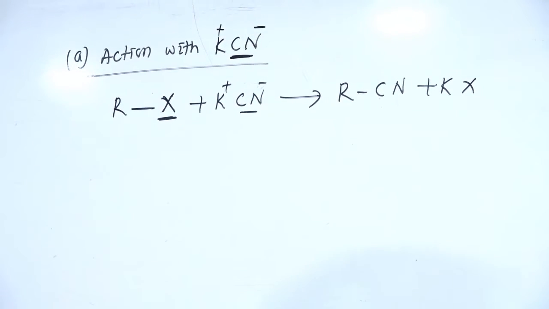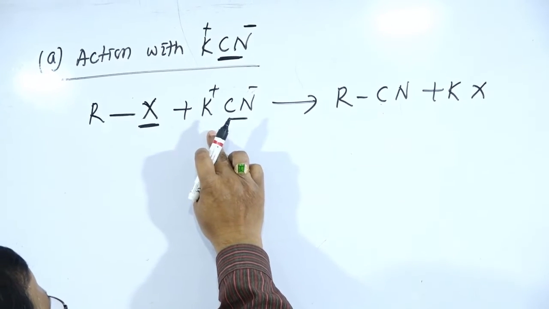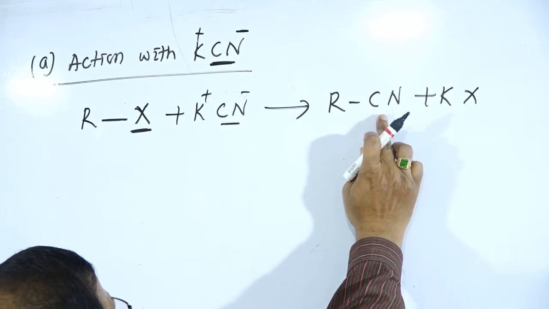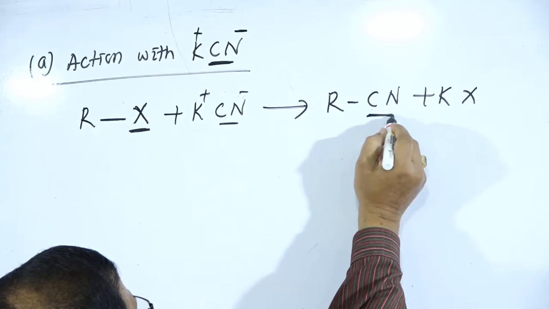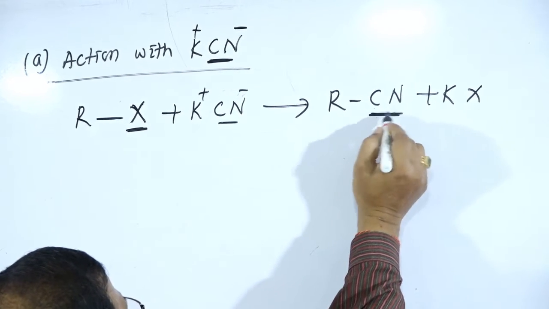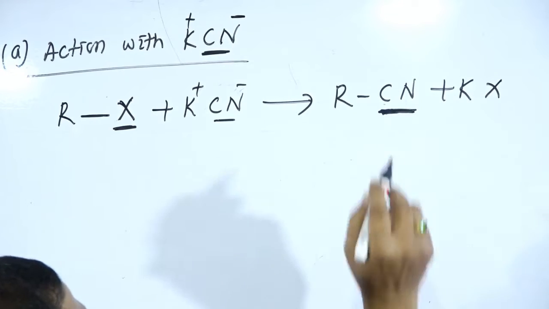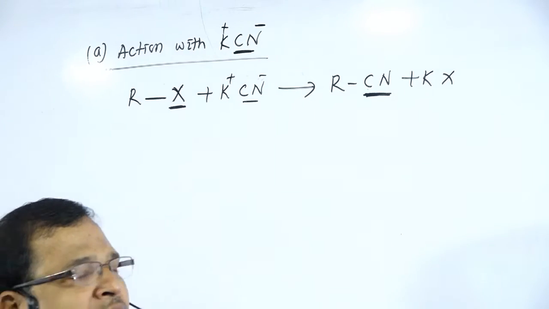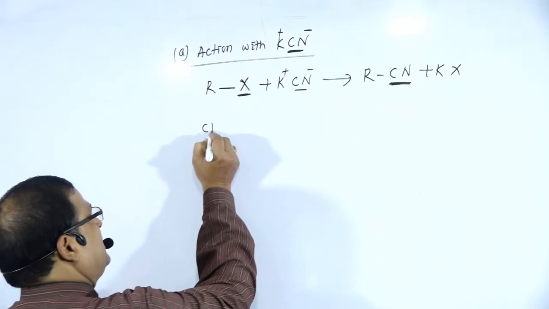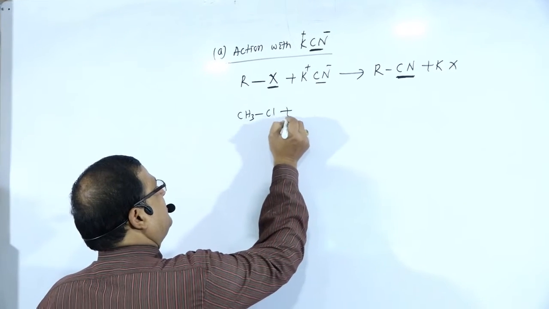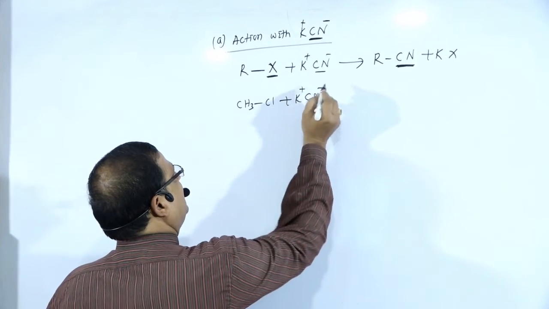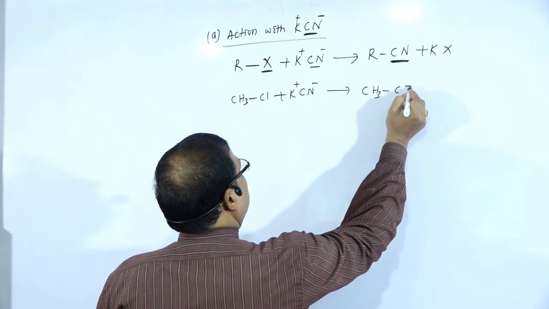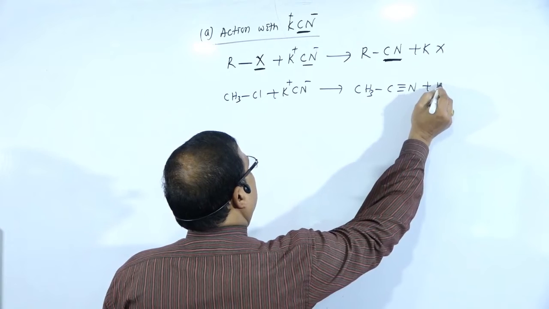The alkyl halide treated with potassium cyanide, in alkaline media, gives the formation of RCN and KX. So the chlorine or bromine atom, that is the halogen atom, is replaced by the nucleophile CN. Therefore this is treated as a nucleophilic substitution reaction. For example, CH3Cl treated with KCN, K plus CN minus, gives CH3 C triple bond N plus KCl.